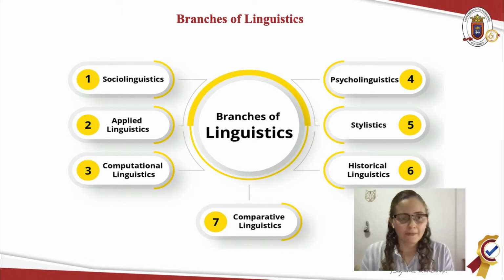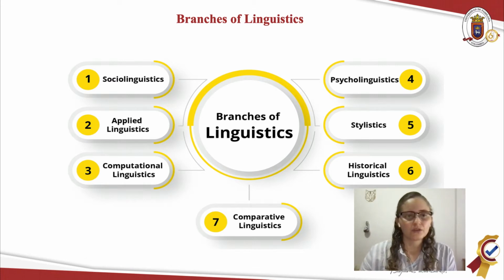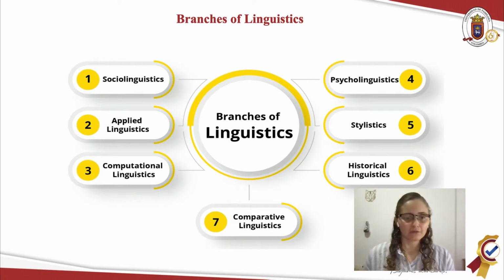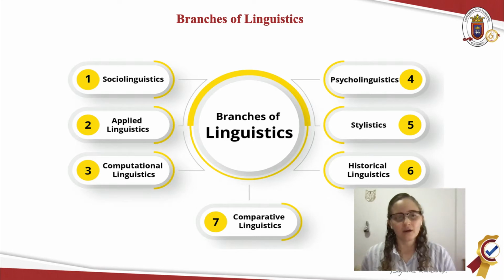As you can see, there are 7, so I'm going to give a short explanation of each one. The first one is going to be sociolinguistics. Sociolinguistics is based on the study of the impact of society on language and linguistics. Then we have applied linguistics. That's going to be the study of real-life application of linguistics. The third one is computational linguistics. What is this? It is the study of spoken and written language in computation and programming.